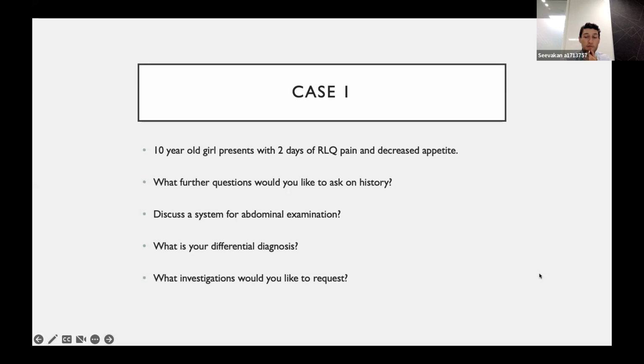Okay, before we move on from this case, because we're going to talk really quickly about the individual conditions, anybody have any questions about that? No? Okay.